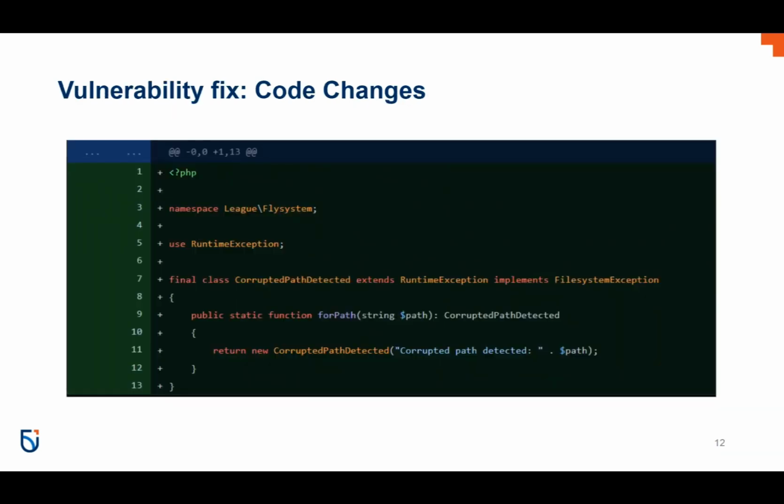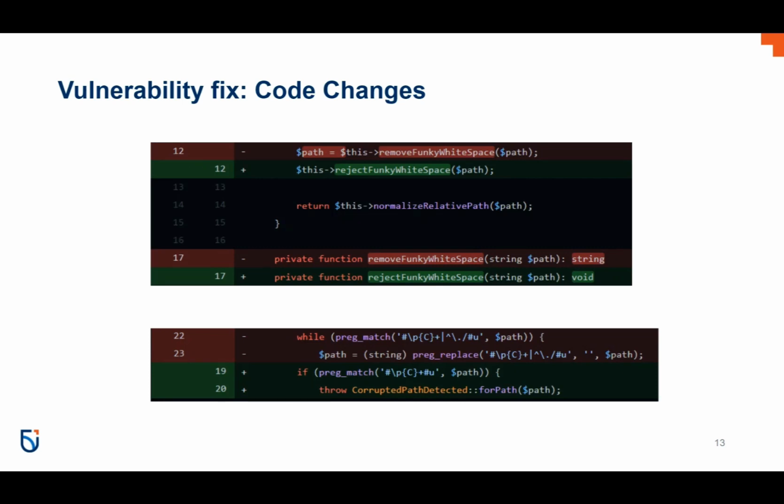Moving on, we finally look at the code changes made by the developer to address the vulnerability. Firstly, the developer created an exception that would be raised when an unrecognized file path is detected. If a user tries to enter a path name with unsupported characters, this exception would be thrown with an error saying corrupted path detected.